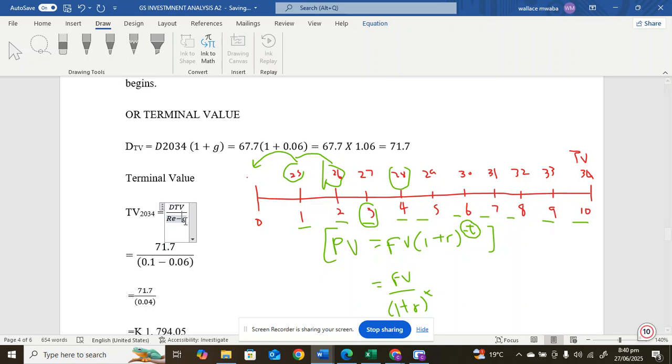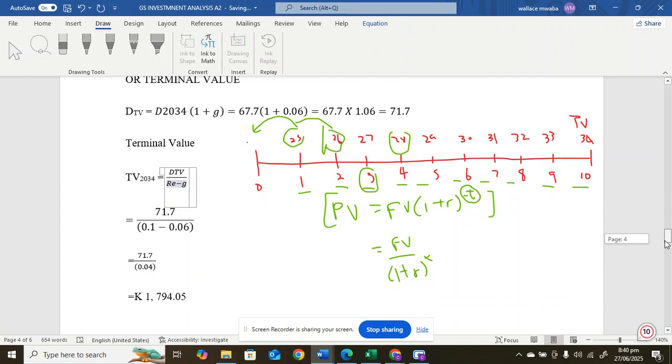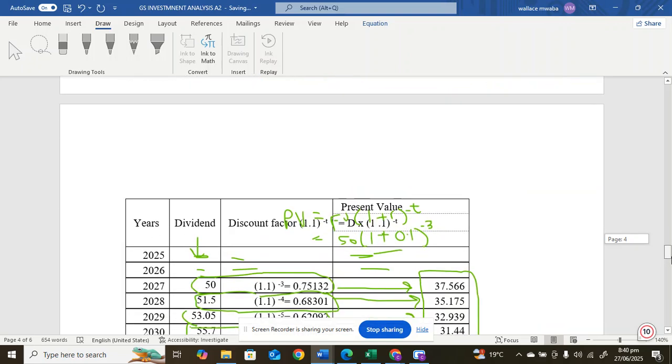Once you get your terminal value, get the present value for all the expected dividends and the terminal value. You have to get the present value for all of those things. That's how you find the value of the share today. You will see those calculations in the previous video.